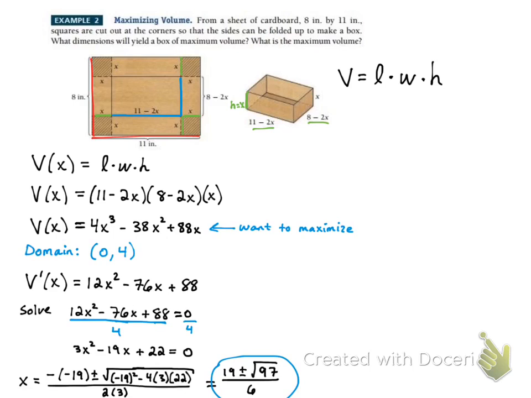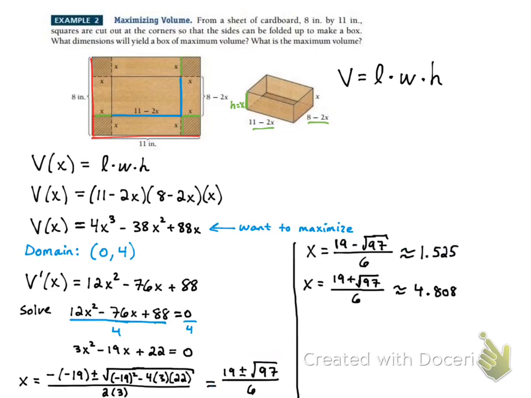And now let's find our two values for x. We need to approximate the values. So we need to take the square root of 97, and we'll get a decimal number and then find the approximate x values. So we get these two values of x. Now we can eliminate this one because it's greater than 4, and we said our domain is only from 0 to 4. So now we only have one possible critical value.